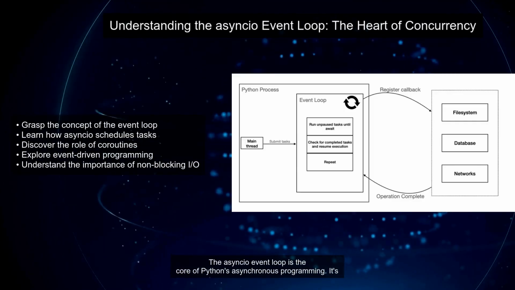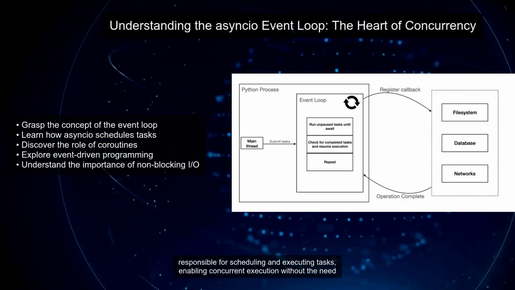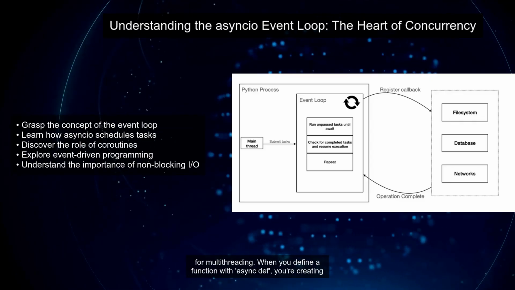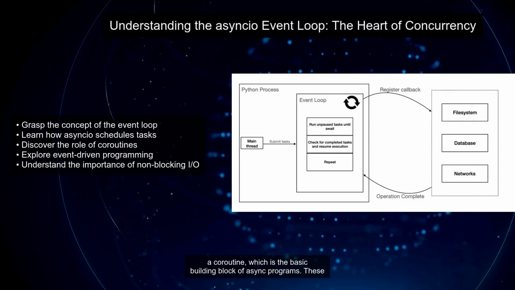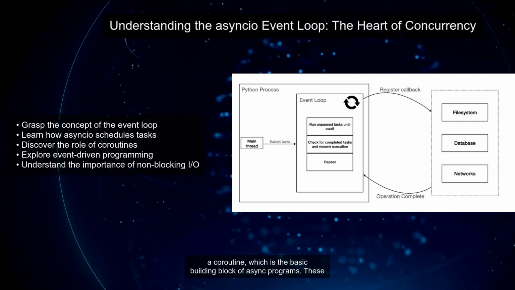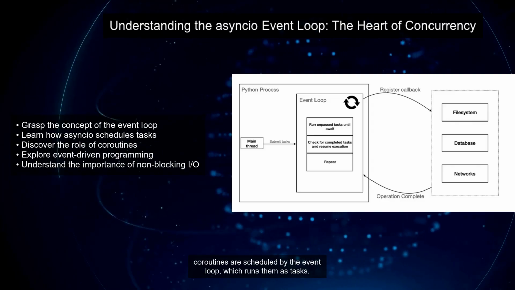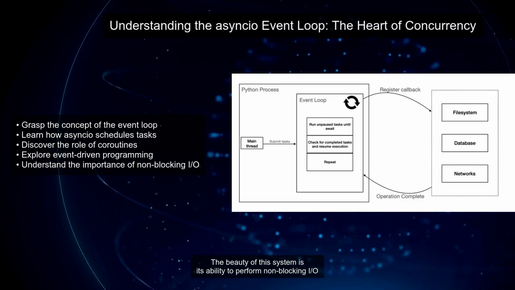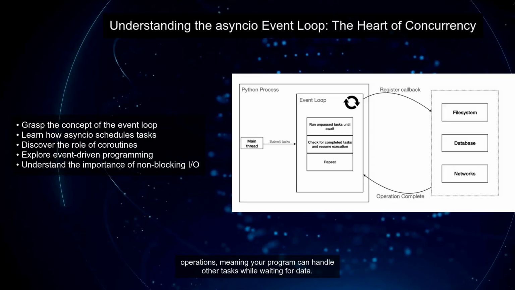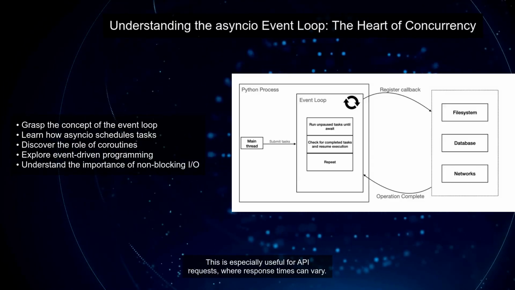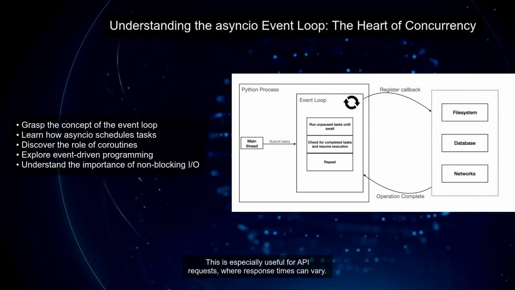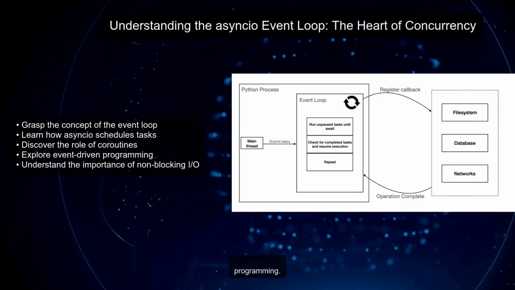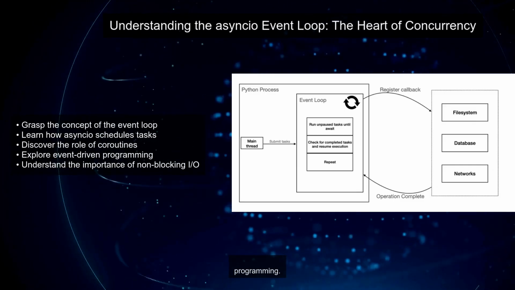The asyncio event loop is the core of Python's asynchronous programming. It's responsible for scheduling and executing tasks, enabling concurrent execution without the need for multi-threading. When you define a function with async def, you're creating a coroutine, which is the basic building block of async programs. These coroutines are scheduled by the event loop, which runs them as tasks. The beauty of this system is its ability to perform non-blocking I/O operations, meaning your program can handle other tasks while waiting for data. This is especially useful for API requests, where response times can vary. By understanding the event loop, you'll unlock the full potential of async programming.